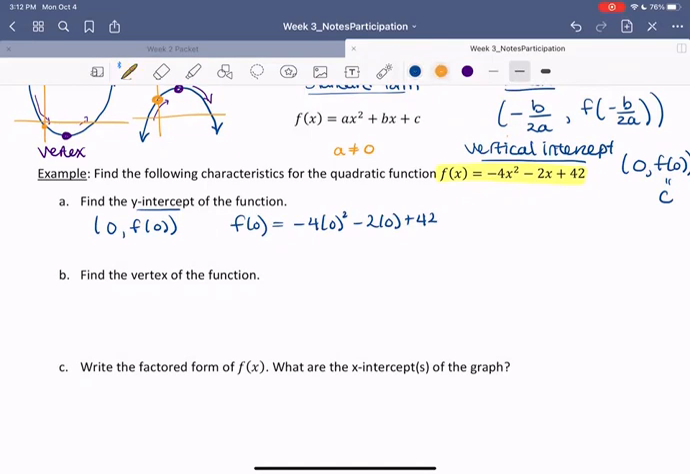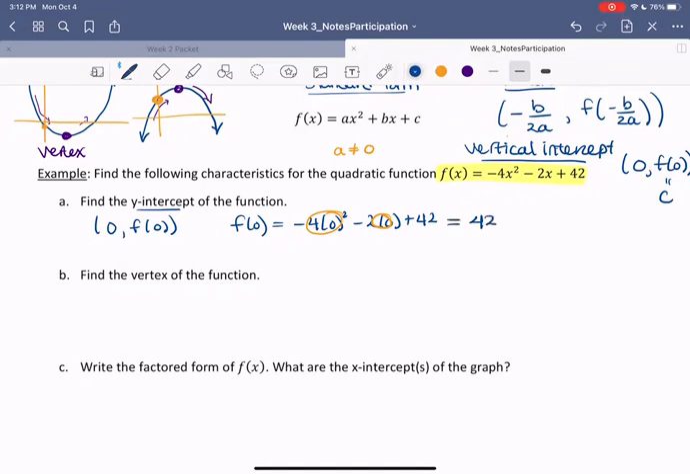All right, now let's look at it together. So negative 4 times 0 squared, well, 0 squared is just 0, times negative 4 gives us a 0. We just have a 0 term there. And then 2 times 0 is also a 0, so we get a 0 term here. So in the end, we just get 42.